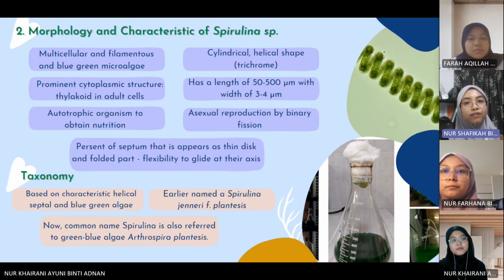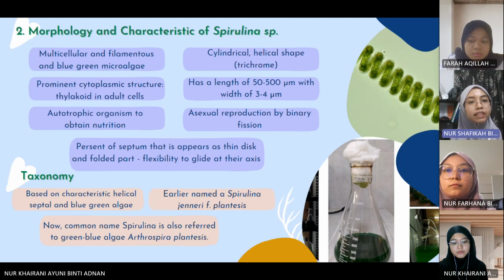Spirulina has a length of 50 to 500 micrometers with a width of 3 to 4 micrometers. The prominent cytoplasmic structure present is thylakoid in adult cells. Spirulina is autotrophic and reproduces asexually by binary fission. The major important characteristic is the presence of septum, which appears as a thin disc and folded part in the spiral part. This gives flexibility to glide along their axis.